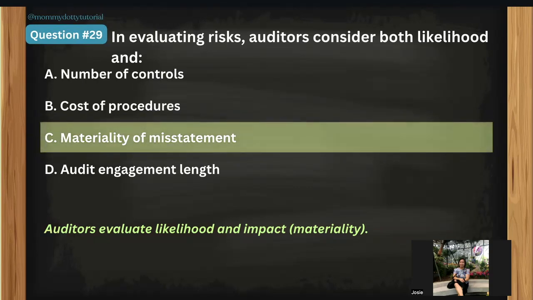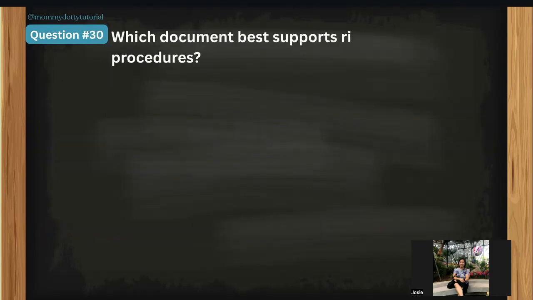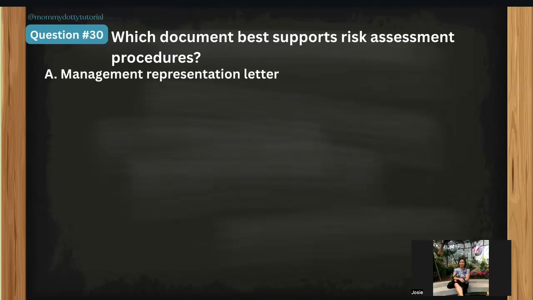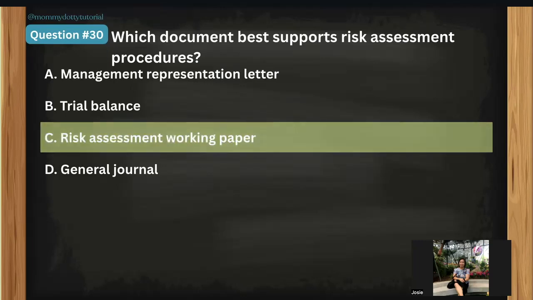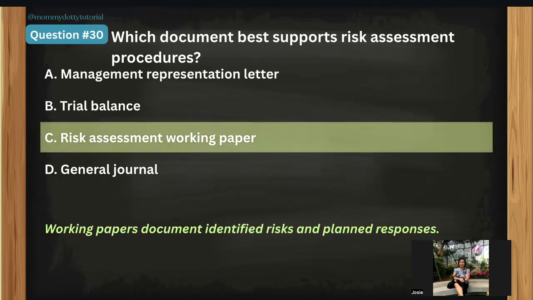So, question number 30. Which document best supports risk assessment procedures? A, management representation letter. B, trial balance. C, risk assessment working paper. And letter D, general journal. You may pause this video to think. The correct answer is letter C, risk assessment working paper. So working papers document identified risks and planned responses.